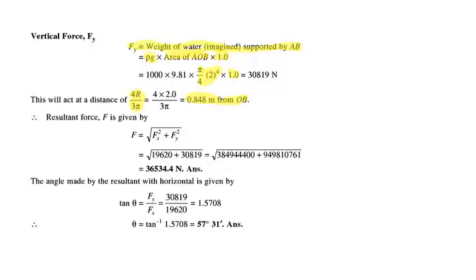And the resultant force is square root of Fx square plus Fy square, and the angle of inclination is tan inverse of Fy over Fx. So you'll have 57 degrees 31 seconds.